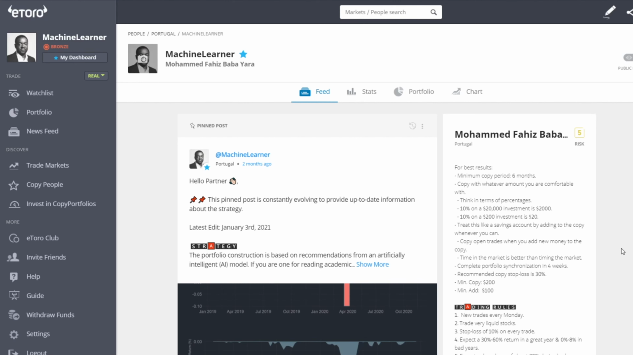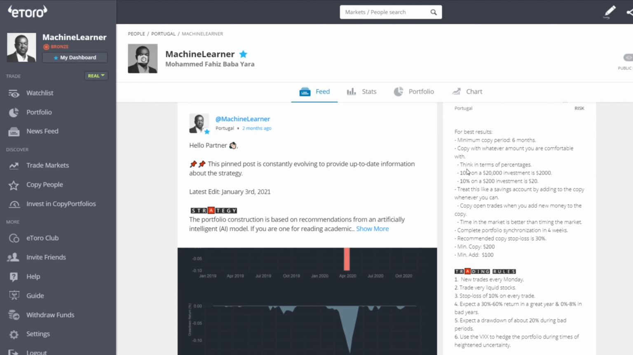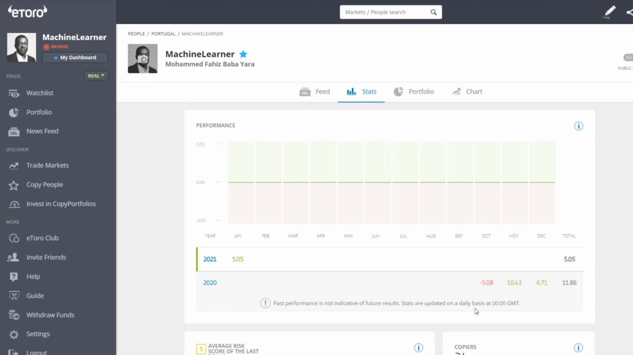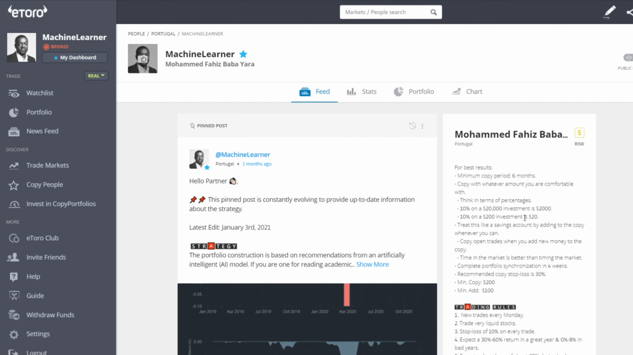So a few details about exactly what the portfolio offers, or put a different way, if you're thinking of investing, what should you do to get the best results? One, you should copy for a minimum of 6 months. Two, you should copy with whatever amounts you're comfortable with. So think in terms of percentages, right? You can start with 200 euros. It's going to get you the whole portfolio, but 10% of that is 20 euros, right? You start with 20,000 euros, 10% of that is 2,000 euros. Why 10%? Look, maybe 10% here, 6% there, 5% there. So more or less, it's a reasonable amount to have in mind.